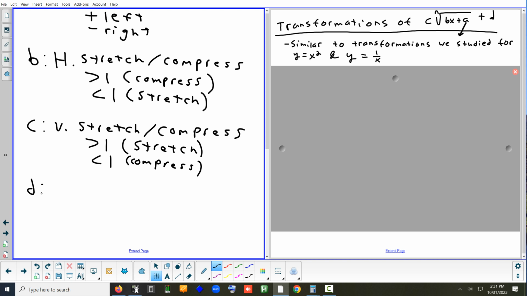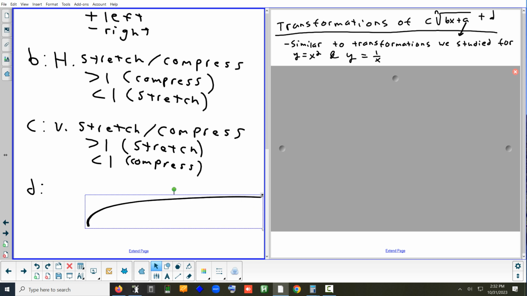And D. That's the only one we didn't do. For horizontal, so that's less than 1 compresses and then greater than 1 stretch, or is it the other way around? Nope, that's correct. Bigger numbers make the graph smaller when you do horizontal. How would you do this? So a horizontal stretch or compression would look like this. This is a horizontal compress. That's the normal one. That's a horizontal compression, like that. That's a horizontal stretch, like that. Vertical compression, like that. Vertical stretch, like that.